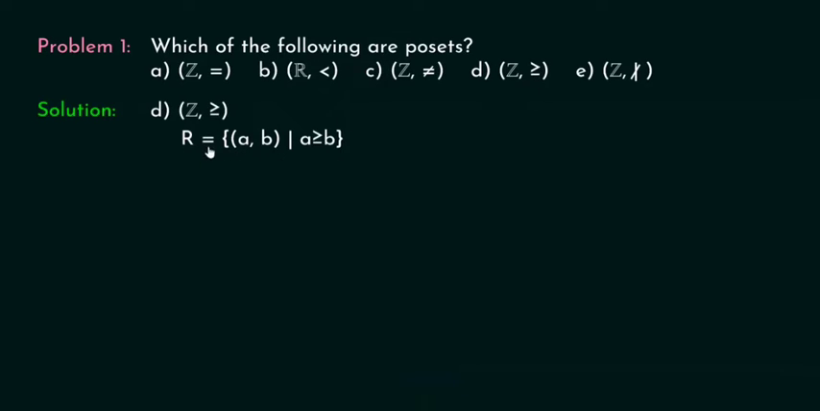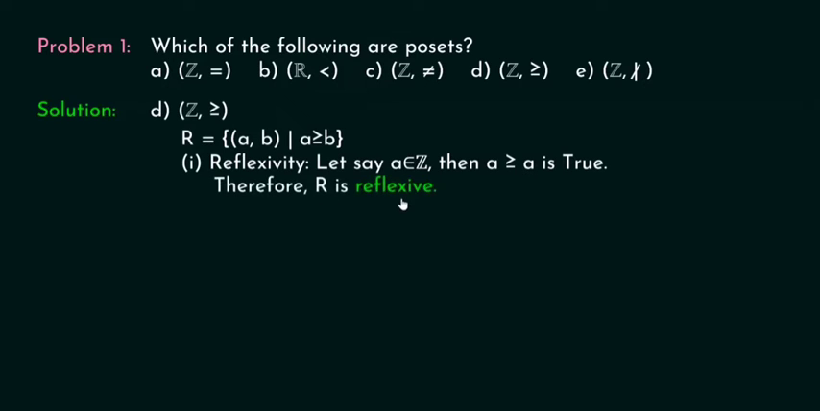For this we know R is nothing but set of all ordered pairs A comma B such that A is greater than or equal to B. This is our relation and this relation is defined on set of integers. Let's check reflexivity. Let's say A belongs to set of integers, then A must be greater than or equal to A. We know that A is equal to A, therefore this must always be true. Therefore, R is reflexive, right?